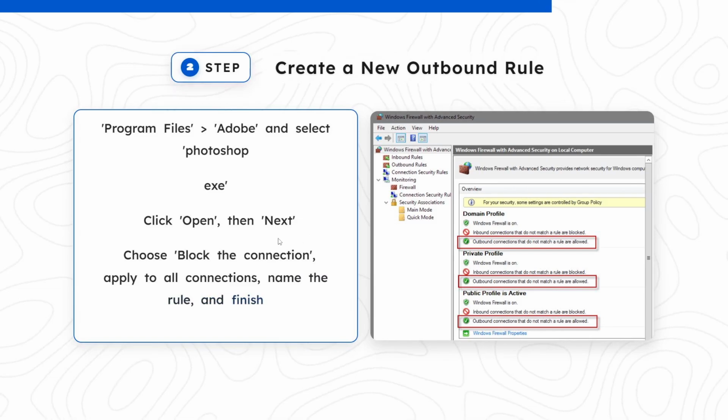Choose Block the connection, then click Next again. Make sure all three profiles are checked. Now give your rule a name like Block Photoshop Internet and hit Finish. That's it. Photoshop is now blocked from accessing the internet. You can use this method for any other app too.